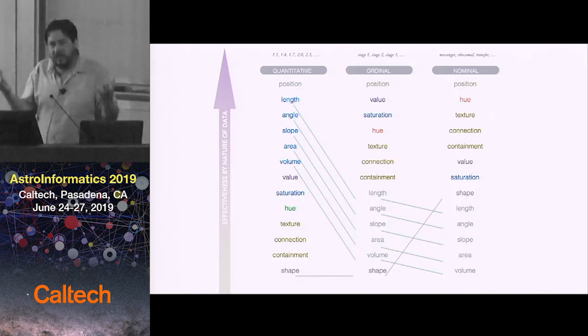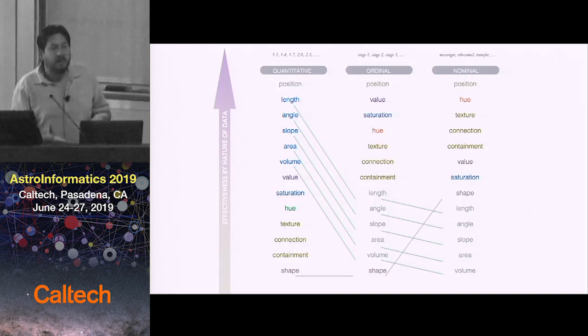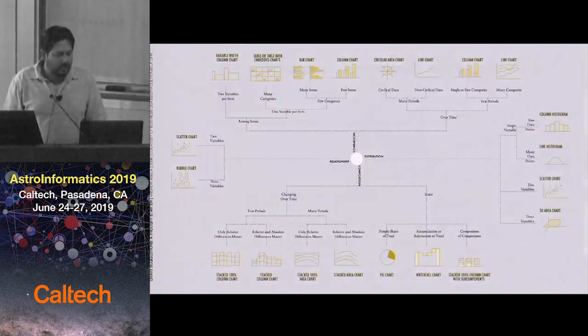Okay, so now we understand that there are all these encoding channels. We understand that we have to be careful how to use them to encode. They're going to have qualities that make some better and some worse. Okay, so how do we plop them on the screen? What kind of plots can we do?